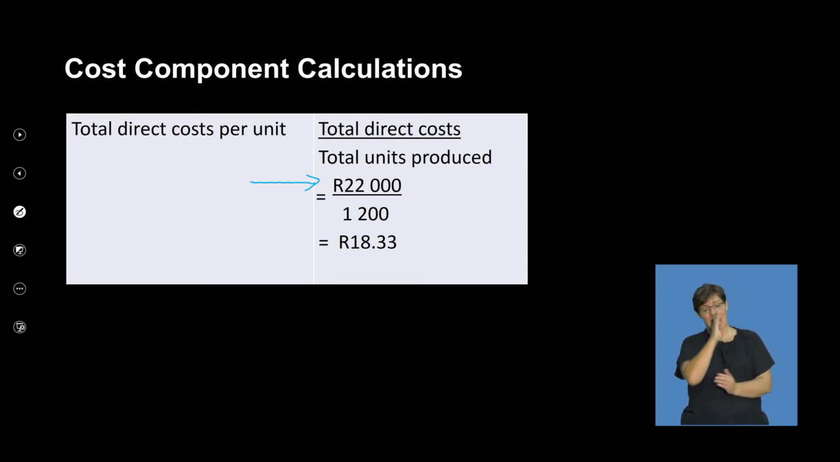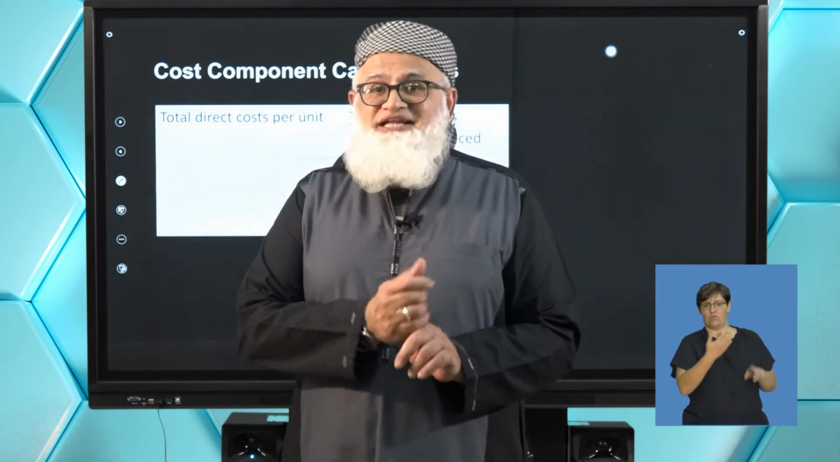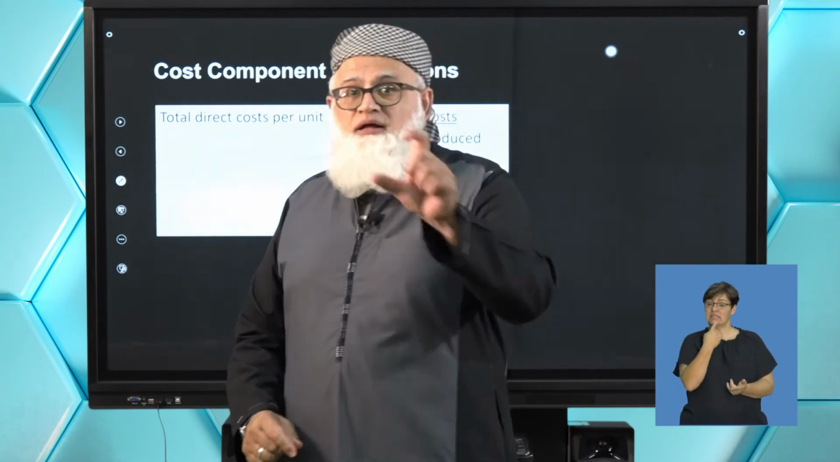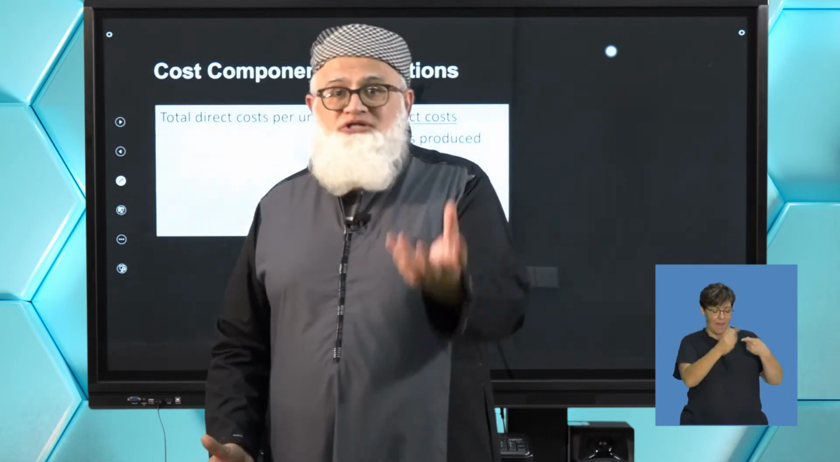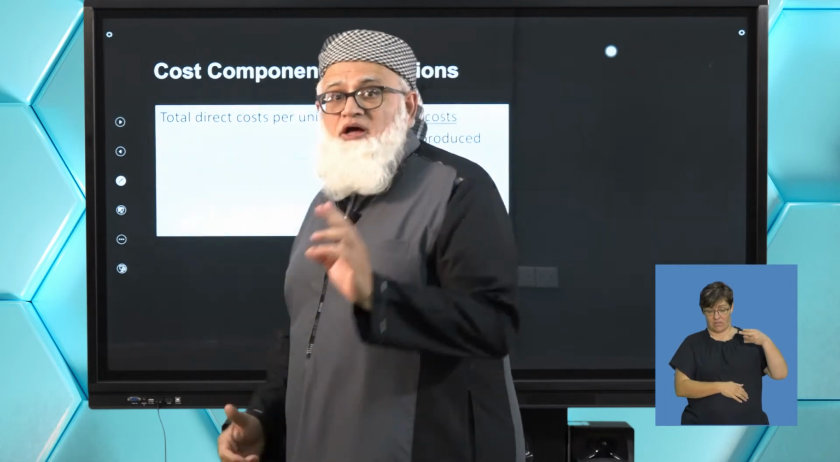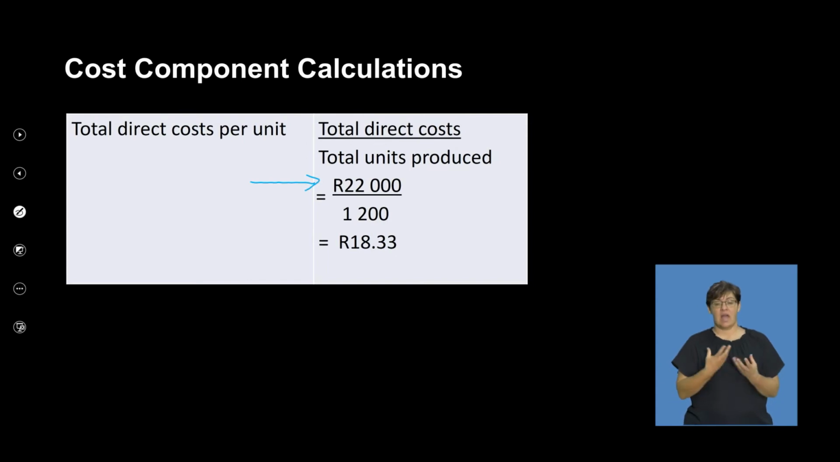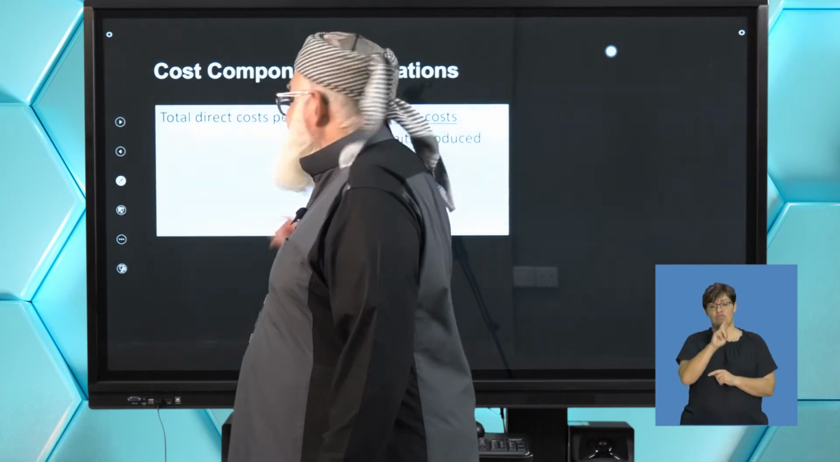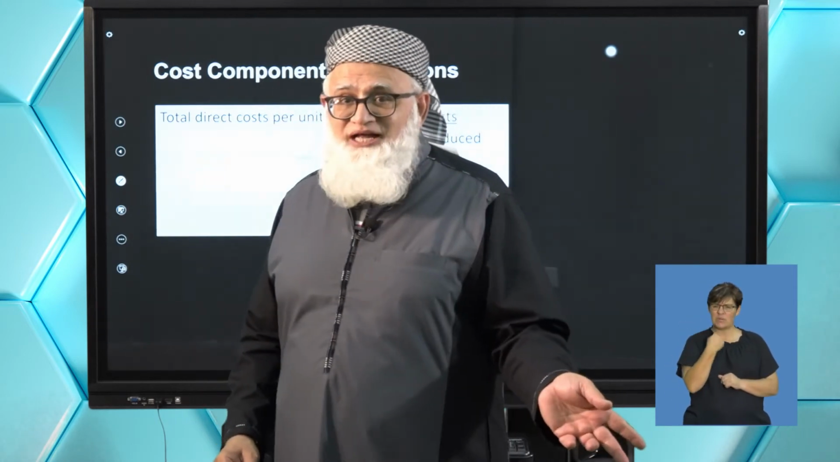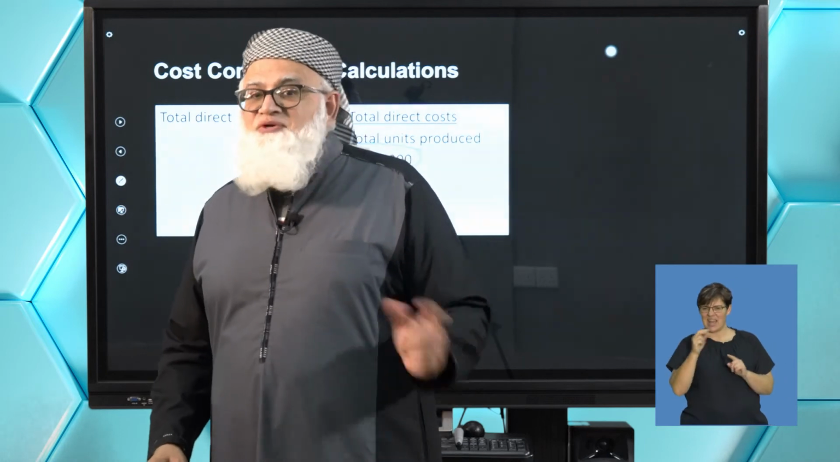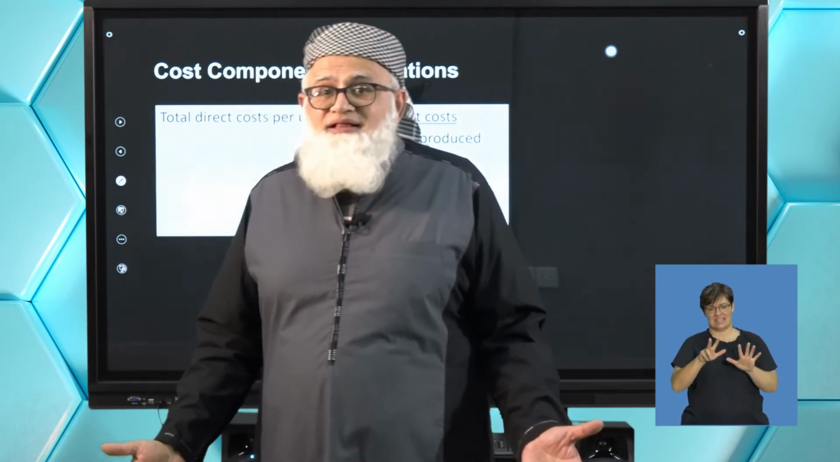When the question says direct cost, they're not telling you it's material and labor. You need to know that when they're talking about direct cost, they're talking about material plus labor. Remember, we also refer to it as your primary cost. Okay, good. So we have our primary cost, our direct cost of 22,000 divided by the number of units produced. That means the total unit cost in terms of direct cost, which was material and labor, will give you a figure of 18 Rand and 33 cents. If you recall the previous two calculations, the one was 8 Rand 33 and the other was 10 Rand. Added together, 18 Rand and 33 cents.